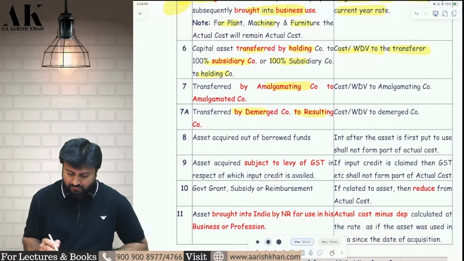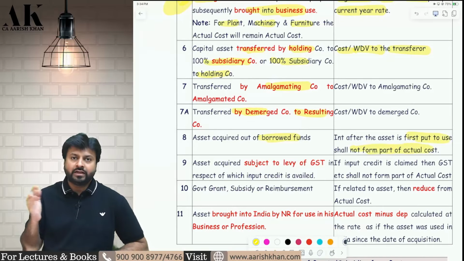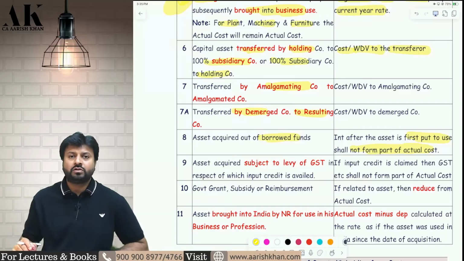That is asset acquired out of borrowed funds. Once the asset is put to use, after that what will happen? It will never form part of actual cost. So I have taken a loan, and once the asset has been put to use, after that the interest will not go to the actual cost. The interest will go to the P&L account. I hope it is clear to all of you.